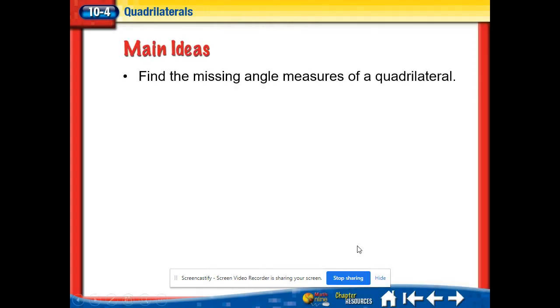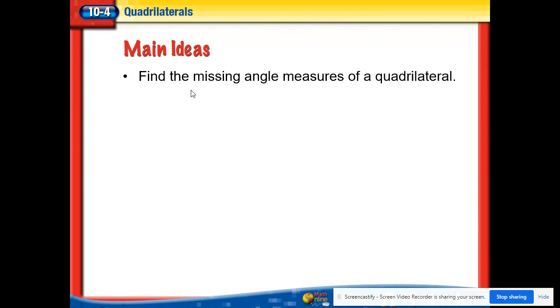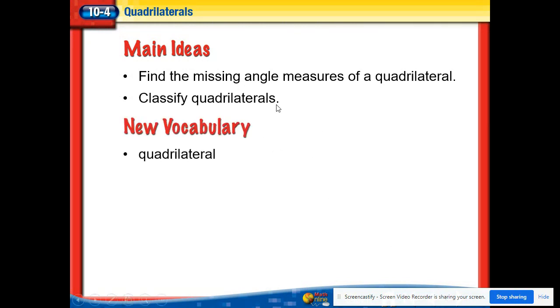All right, today we're going to be talking about quadrilaterals. What are we going to talk about with quadrilaterals? We're going to find the missing angles of a quadrilateral, and then we're going to classify them. So what is our new vocabulary? A quadrilateral. A quadrilateral is a four-sided figure. Now many of them have special names like a square and a rectangle, but quadrilateral is just a general term for any four-sided figure.